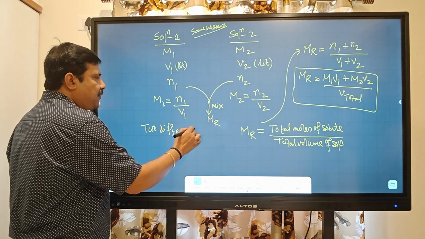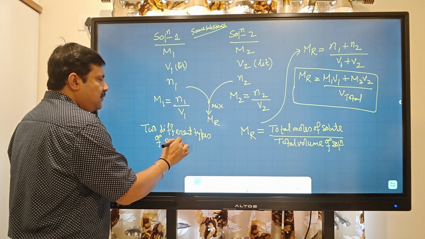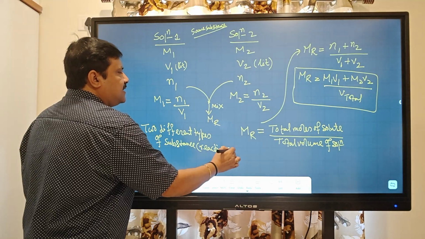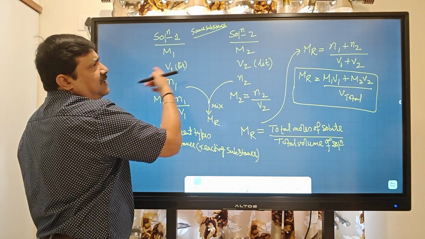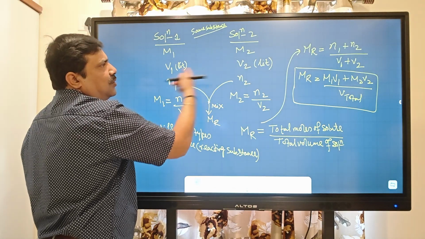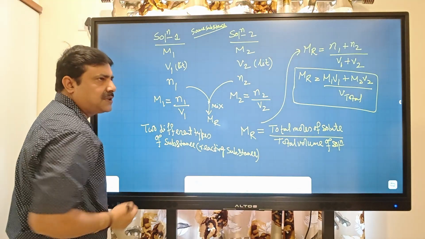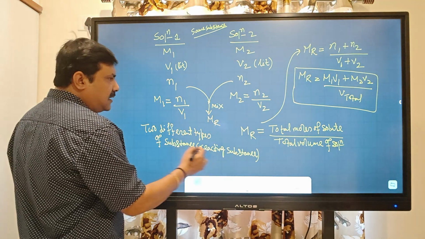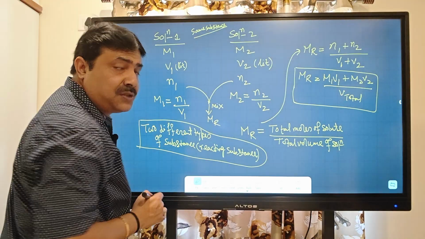Now, if there are two different types of substance, that means reacting substances, like HCl mixed with NaOH. The earlier example was one concentration of HCl mixed with a different concentration of HCl at a different volume, which is called the same type of substance. Two different types of substance means reacting substances. Suppose you are mixing HCl plus NaOH, so they react with each other. That means one is consuming the other substance.